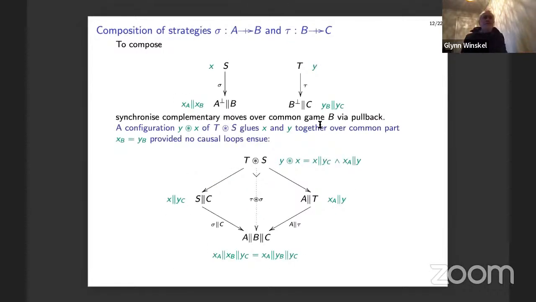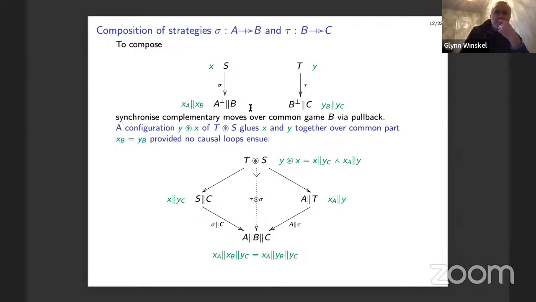But what about composing strategies? How do we do that? If we have two strategies, sigma and tau, one going from A to B and one going from B to C, what we'd like to do, at least informally, is play those strategies against each other over the common game B. And we can do that by synchronizing the complementary moves that we see associated with sigma and tau over the common game B. And we can do it via pullback.